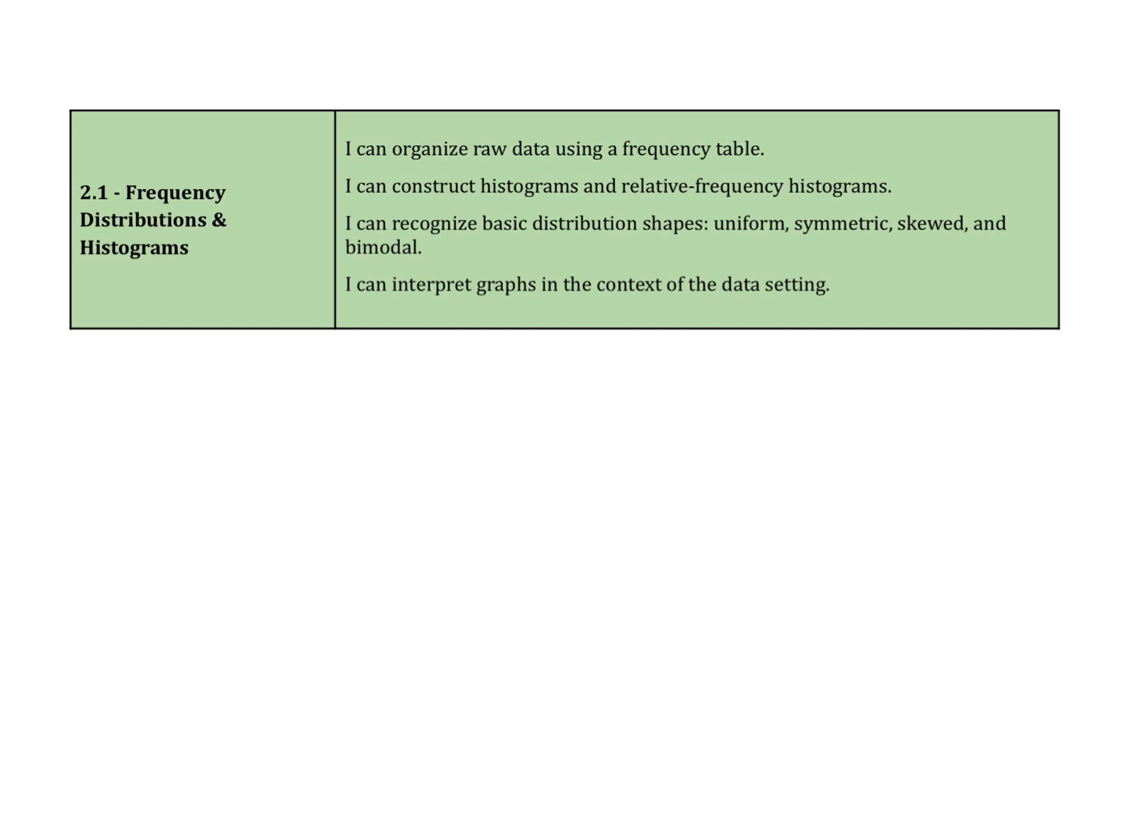In this video, we will be making frequency distributions and histograms. We will organize raw data using a frequency table, and then we will construct histograms and relative frequency histograms. We will try to recognize basic distribution shapes: uniform, symmetric, skewed, and bimodal, and interpret graphs in the context of the data setting.